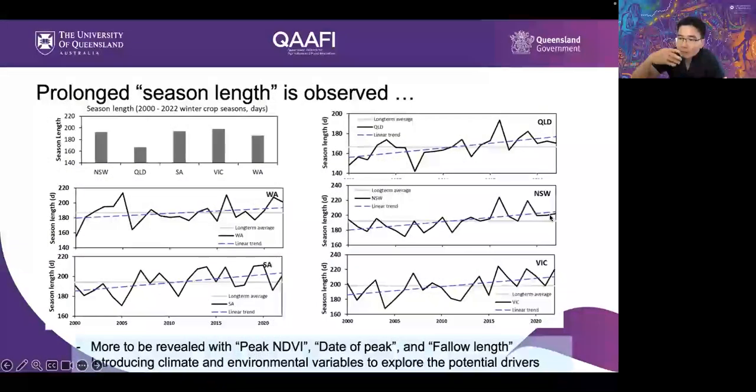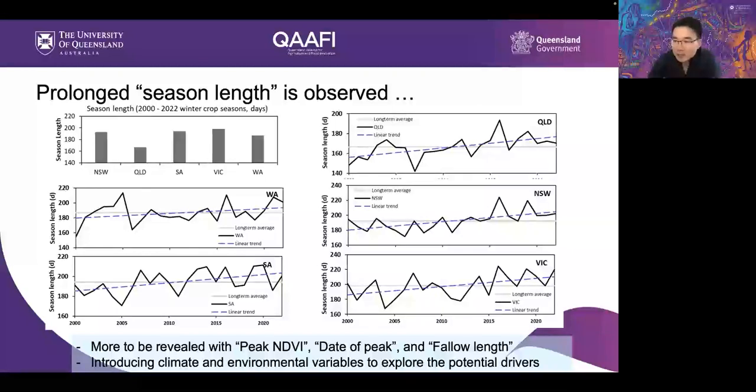And when we look into the season length in this slide, the overall increasing trend indicates an increase in the length of the growing season across five Australian states over the past two decades as well. And these results, together with the previous one, are suggesting a trend of both earlier starts and extended duration of the crop seasons, which is very interesting.